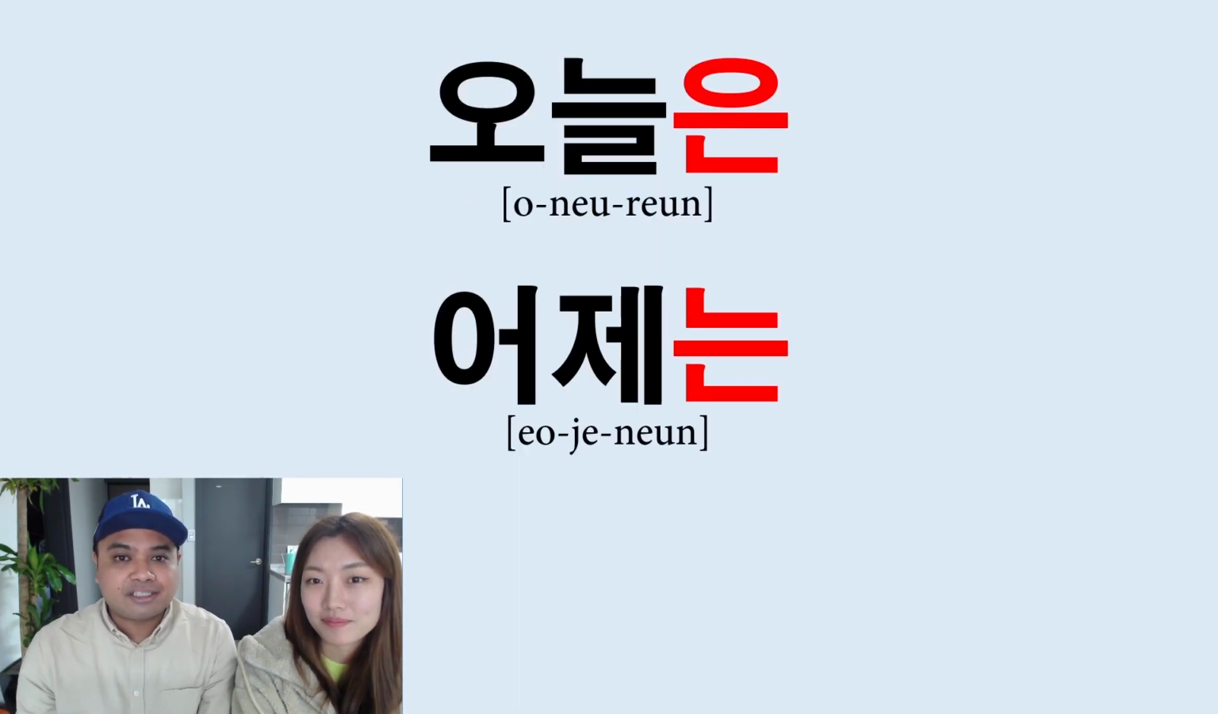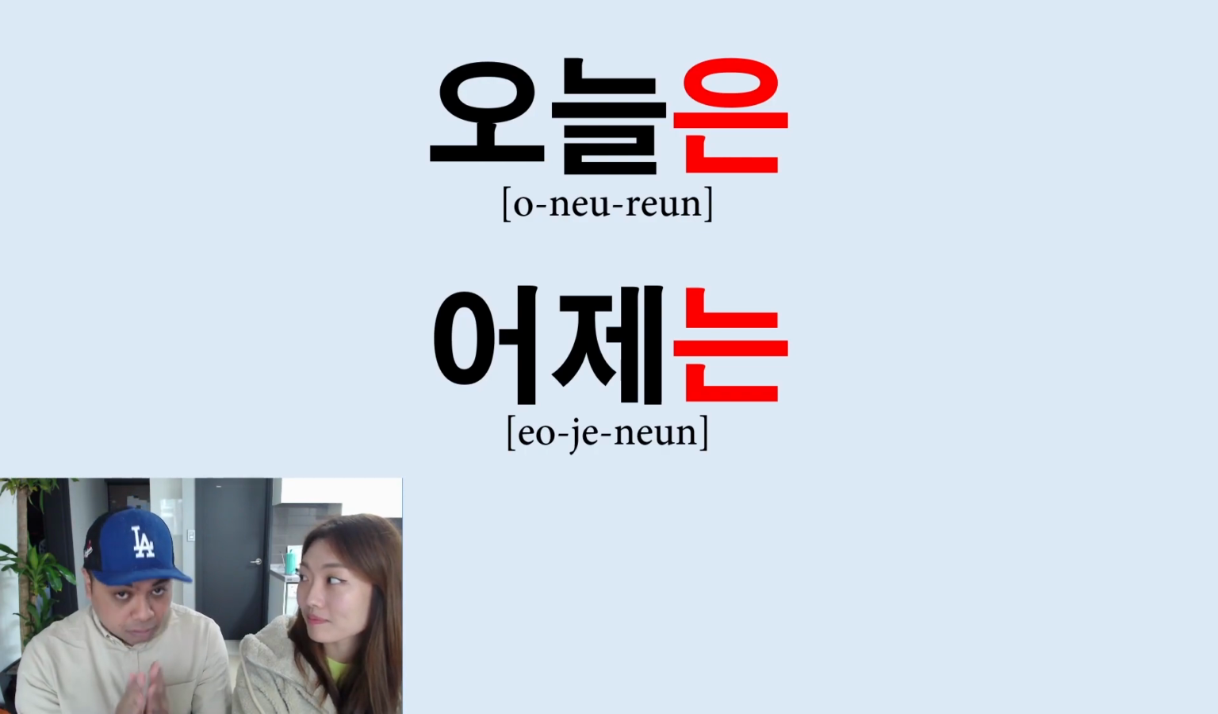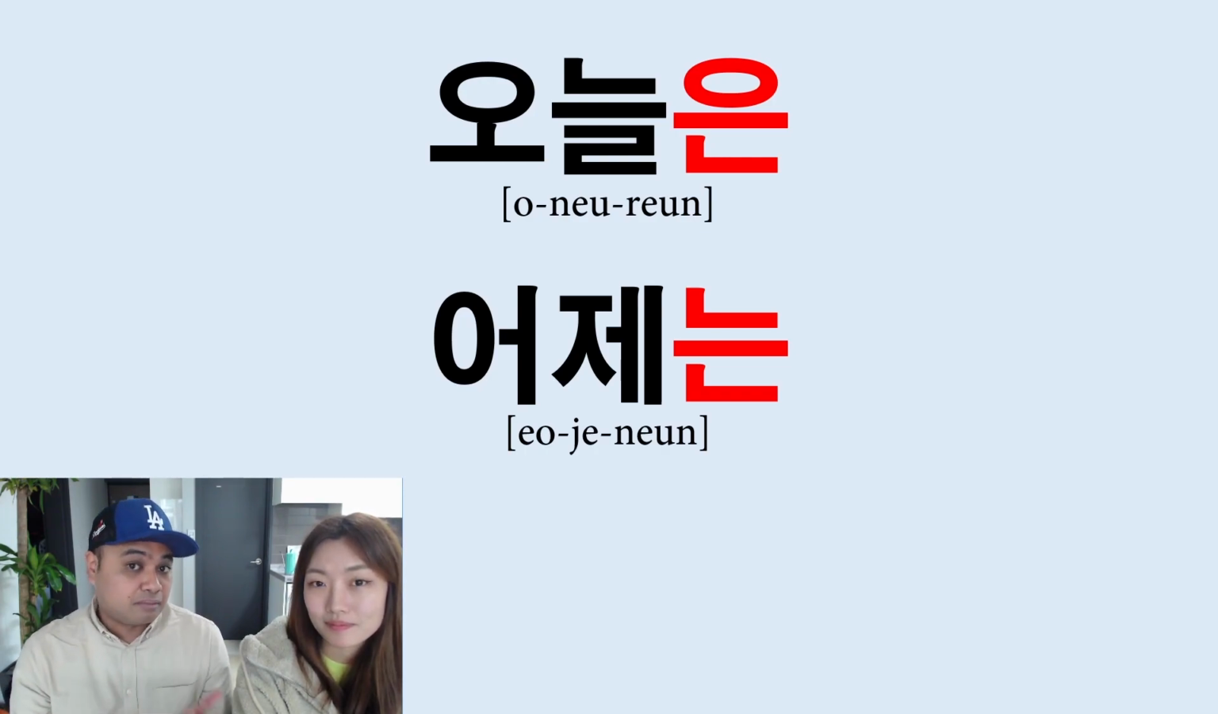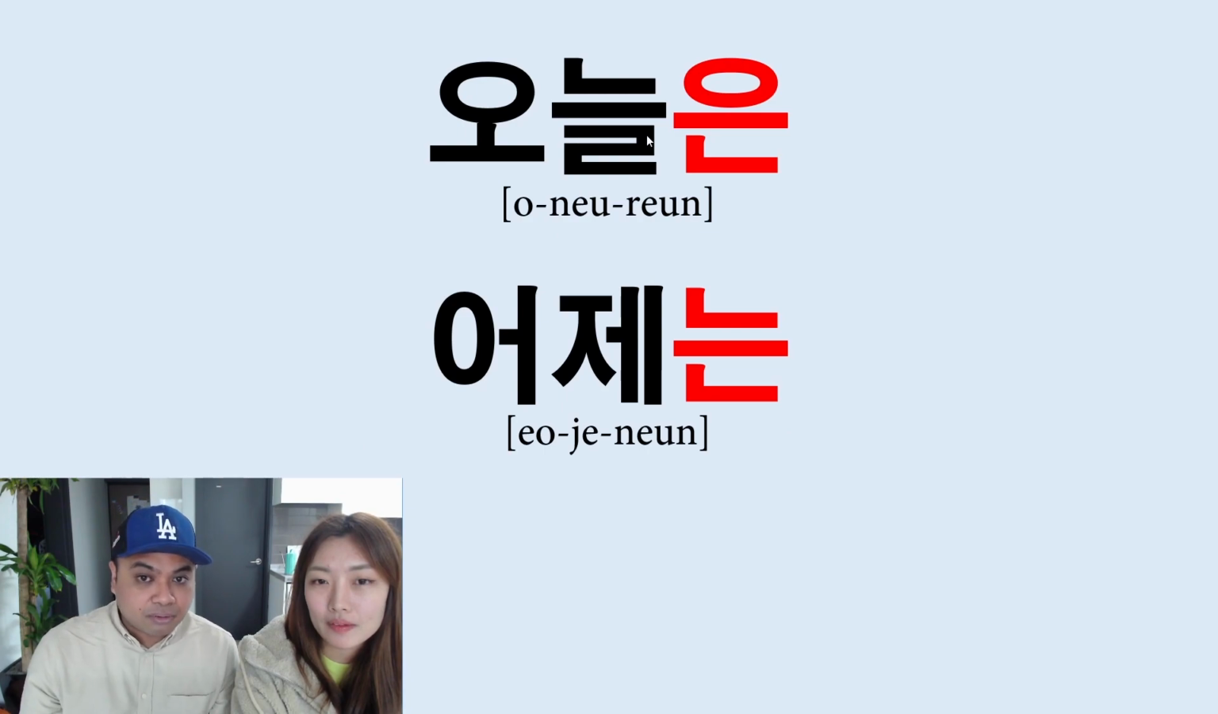So at first, how do you use it? How do you attach it? If you look in our previous videos, you probably know if it ends with a consonant or vowel, right? So right here, we have 오늘. 오늘 means today, and it ends with a consonant. So we need to use 은. And 어제 means yesterday, and it ends with a vowel, so we need 는. So if it ends with a consonant, 은; vowel, 는. Simple as that, right? It's easy.